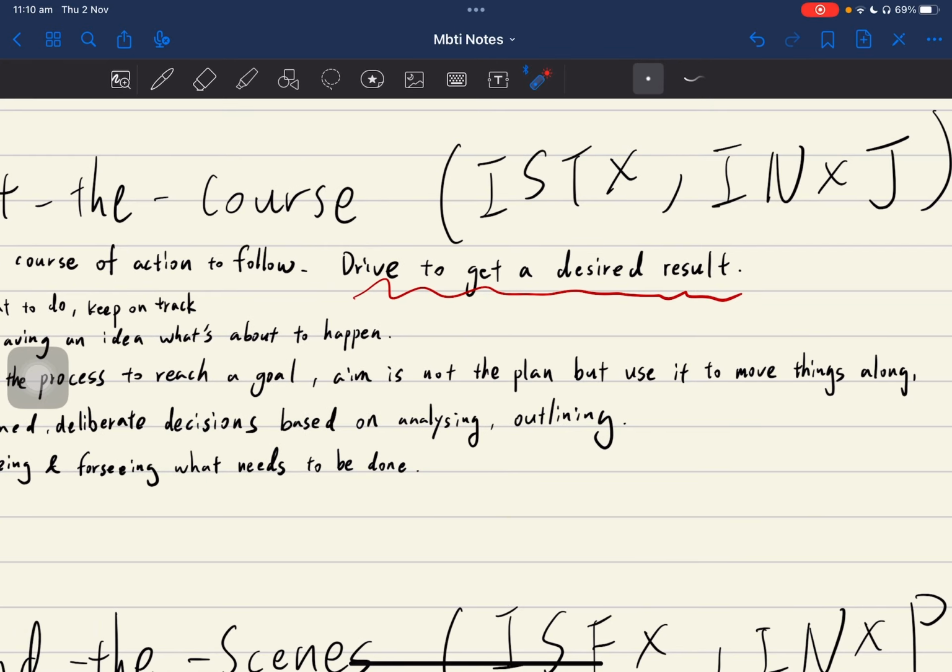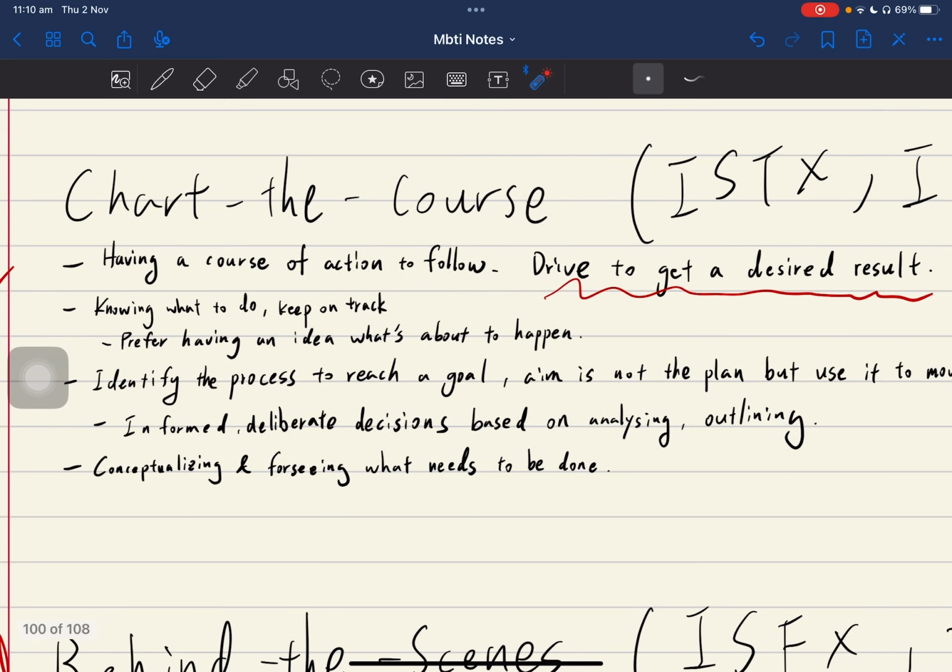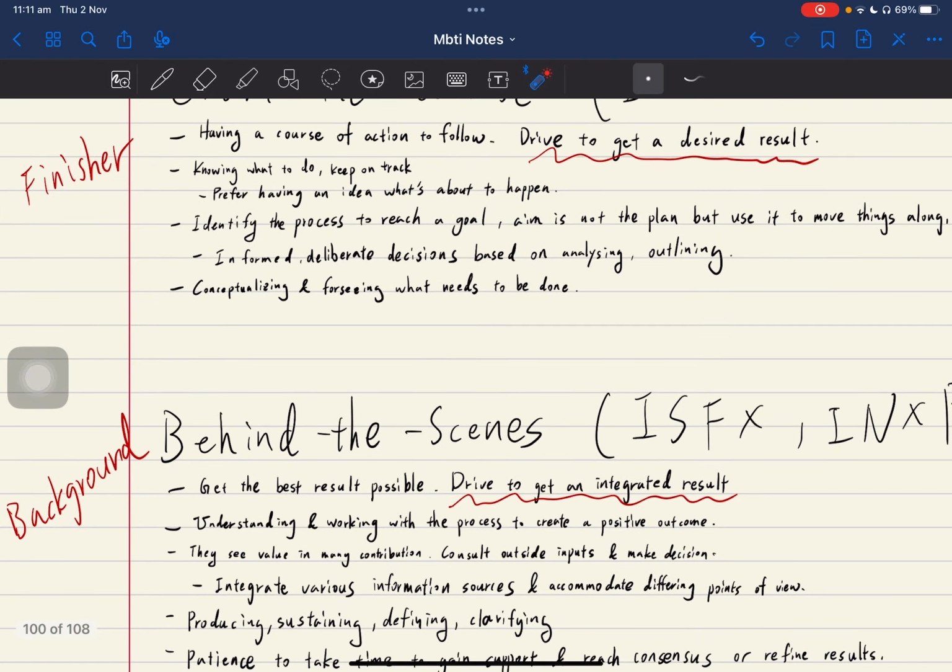So it's not a strict plan, the plan is adjustable. The plan is a means to the end to get a desired result. And the plan gets informed and deliberate decisions based on analysis and outlining, and they conceptualize and foresee what needs to be done and adjust the plan to get a desired result. So that is the chart the course type or the finisher type.